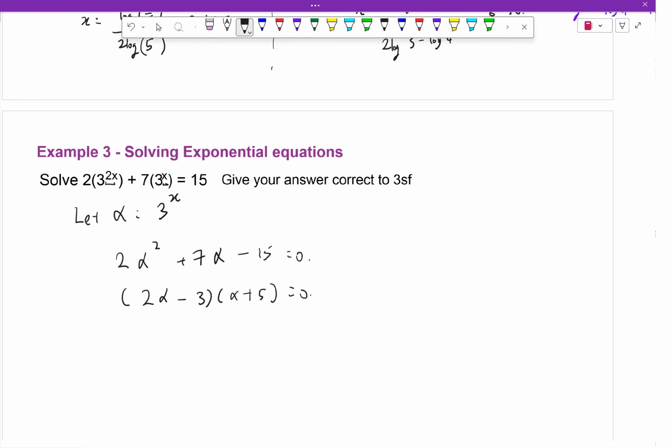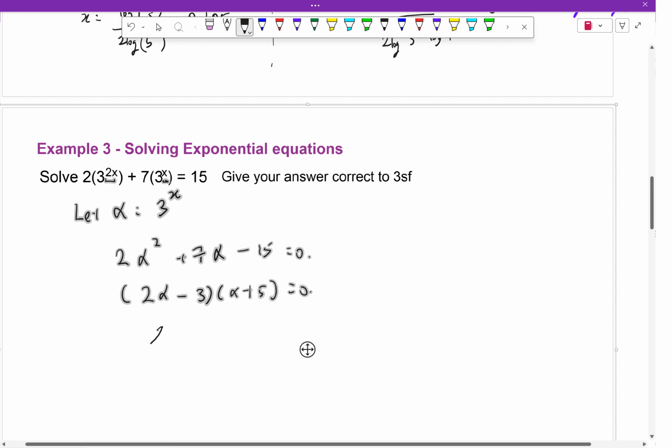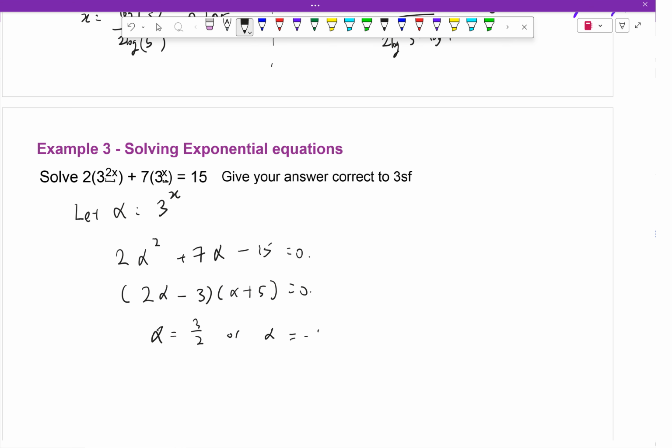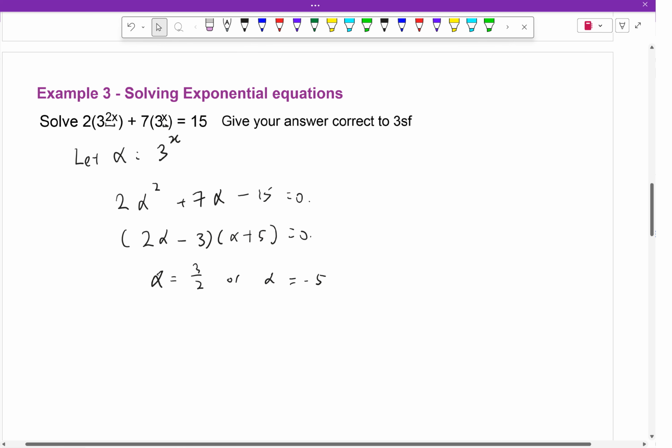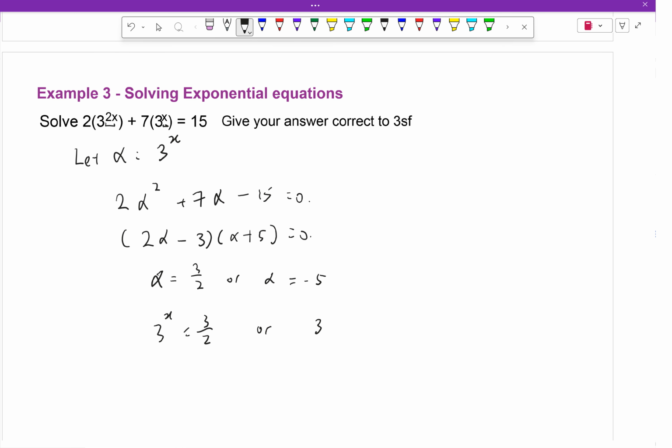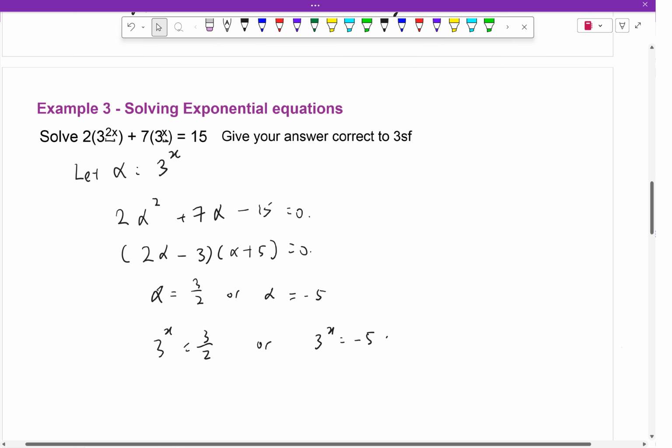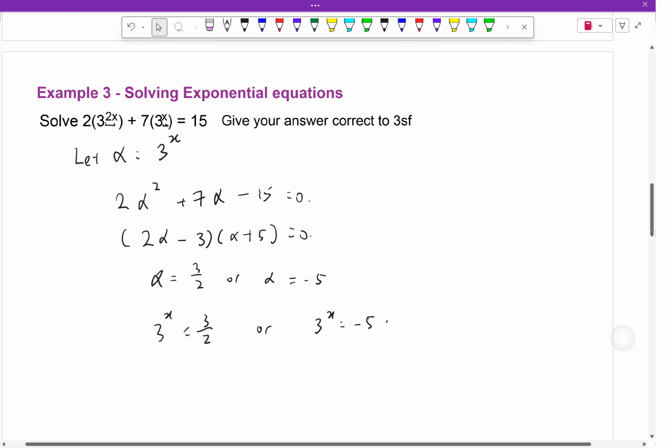In this form. So hence, alpha is just equals to 3 over 2, or alpha is equals to negative 5. So given that we know alpha is equals to 3 to the power of x, so 3 to the power of x equals to 3 over 2, or 3 to the power of x equals to negative 5. Like that. But which one do I have to reject? Okay, we have to reject this case.